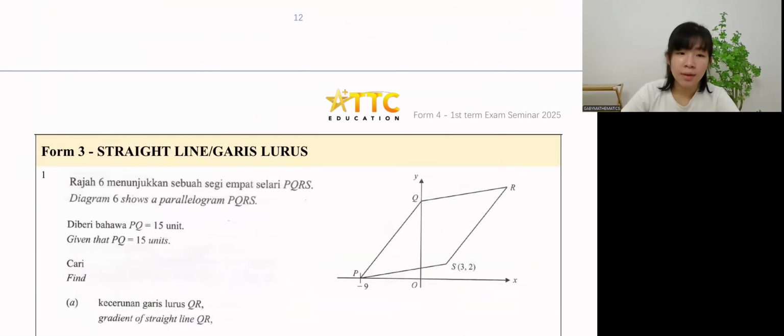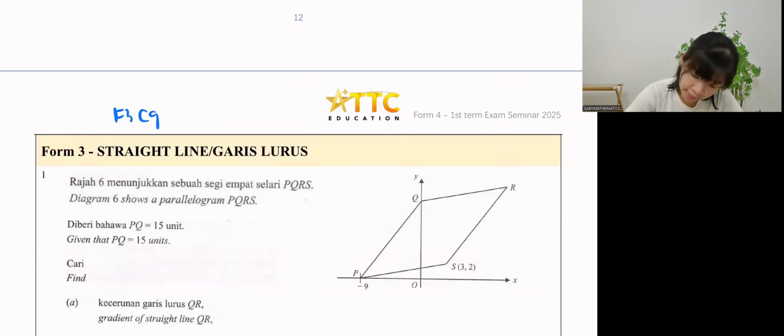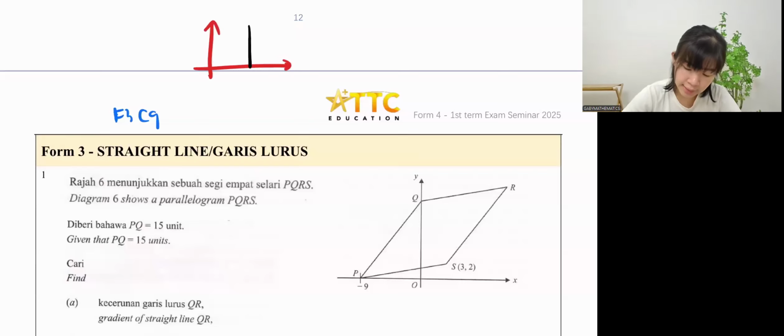13. Now, straight line. Make sure you know, because this is going to stay with you until Form 5. Your Form 3, Chapter 9. Always remember straight line. Simple question. Everybody answer me. If I have a straight line, a vertical line like this, what is the equation of this line? Everybody tell me.